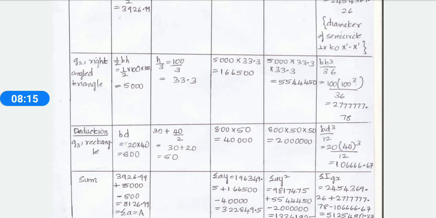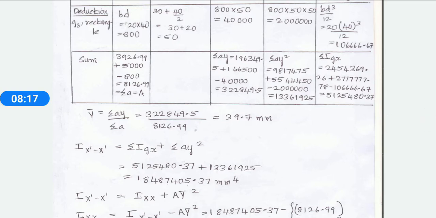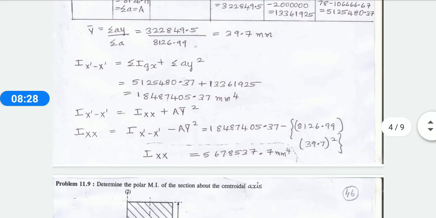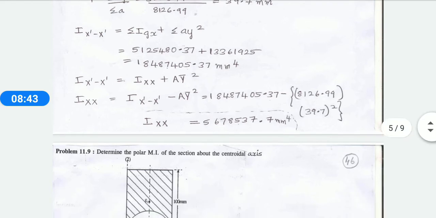Okay, after finding your value, substitute in the formula and find your y bar value first. Then substitute in I of x bar. This can be written as I of 1 1. So get your value for I of 1 1 and substitute in the formula of I of xx and find your I of xx value. They had asked us to find only the moment of inertia in the horizontal axis. So we already found out our I of xx. This is the given question. So next question we'll see.